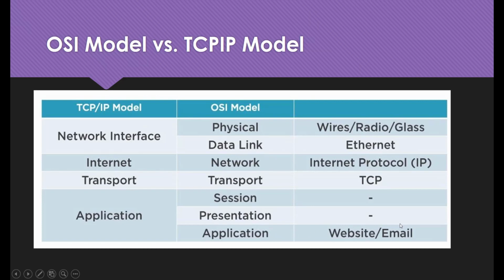So maybe later we'll see some of the protocols that function in all these layers and the importance that they play. So that's the basic summary of the OSI model and the TCP/IP model, which are called the network communication models.